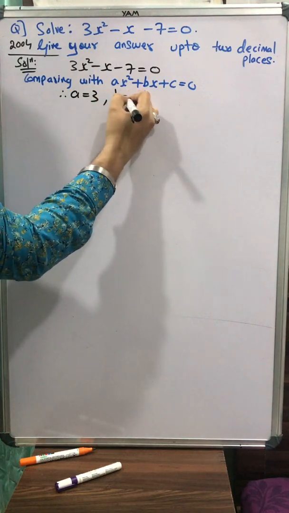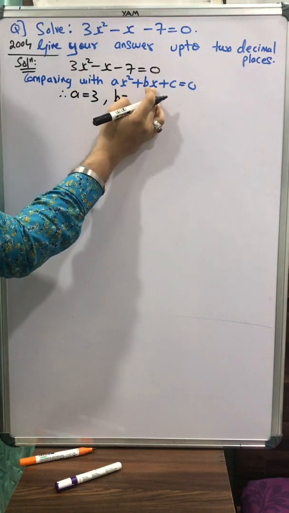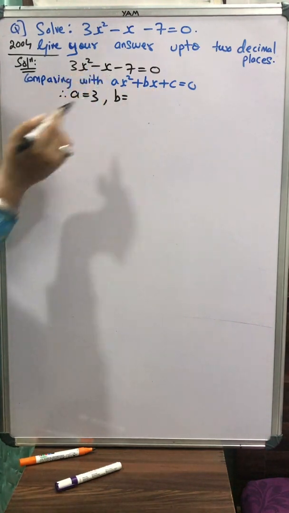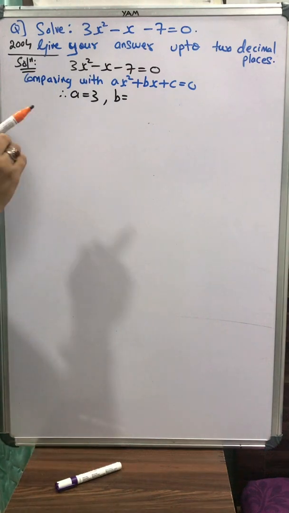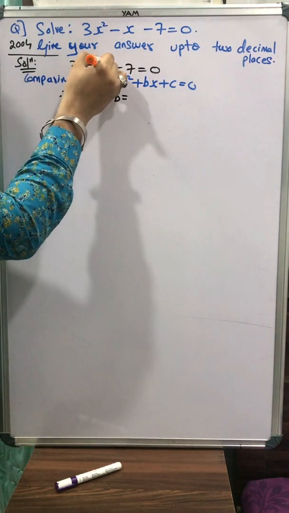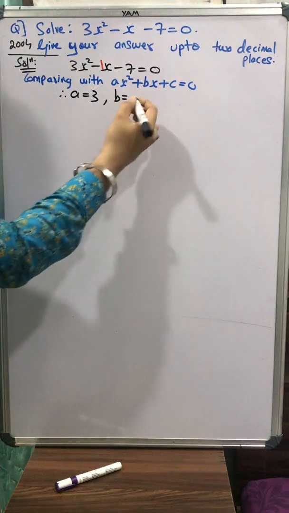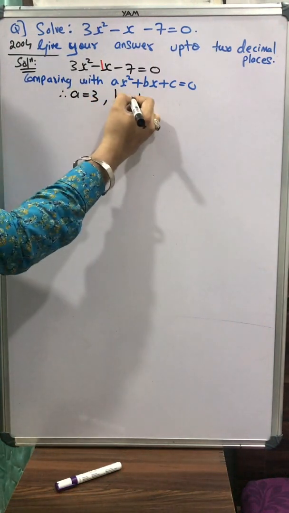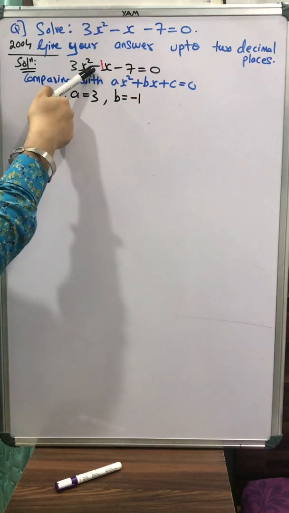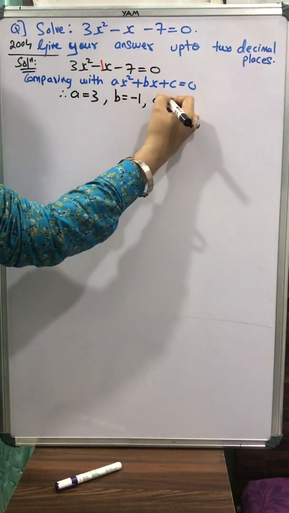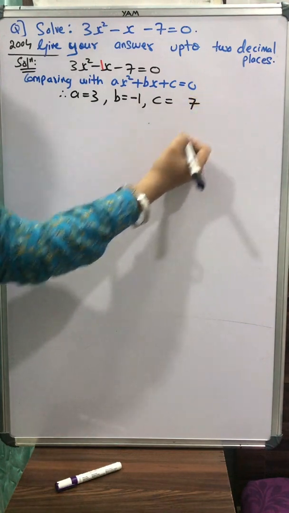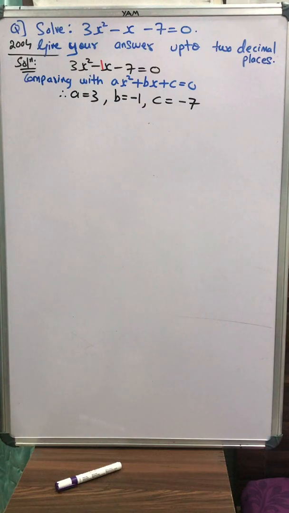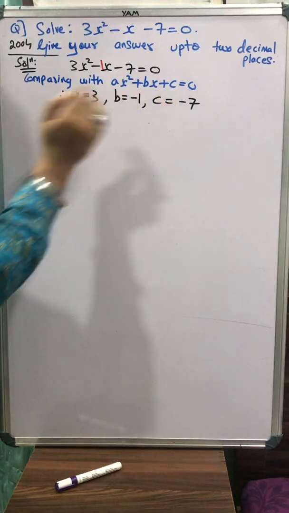Now pay attention very carefully. What is the value or coefficient of x? Here there is no number associated with x. But students, where there is no number, there is always 1. So students, will I write 1 over here? No, it is minus 1. Pay attention, you have to consider this sign also. Students, what will be the value of c? Will I write 7? No, it's minus 7. Pay attention over here. Great. So I got a as 3, b as minus 1 and c as minus 7.